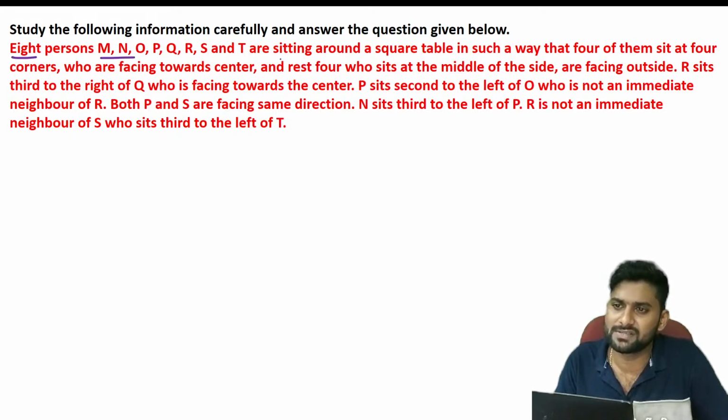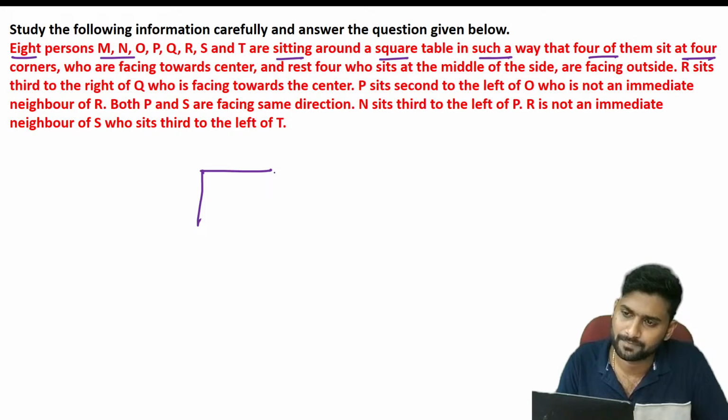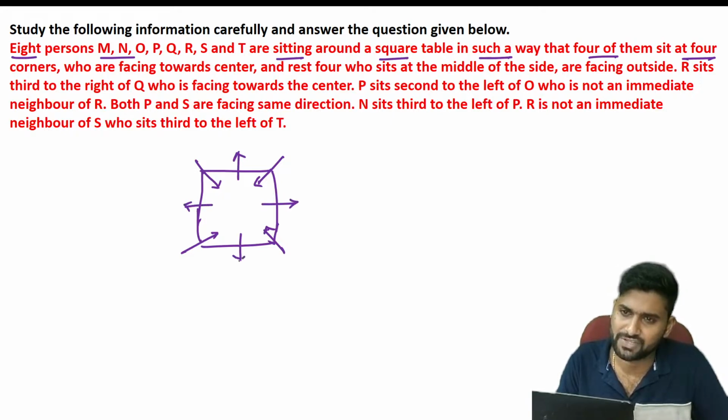So there are 8 persons sitting around a square table in such a way that 4 of them sit at the 4 corners, facing towards the center. Those sitting in the middle are facing outside. Yes. We'll get the picture in the first two lines.